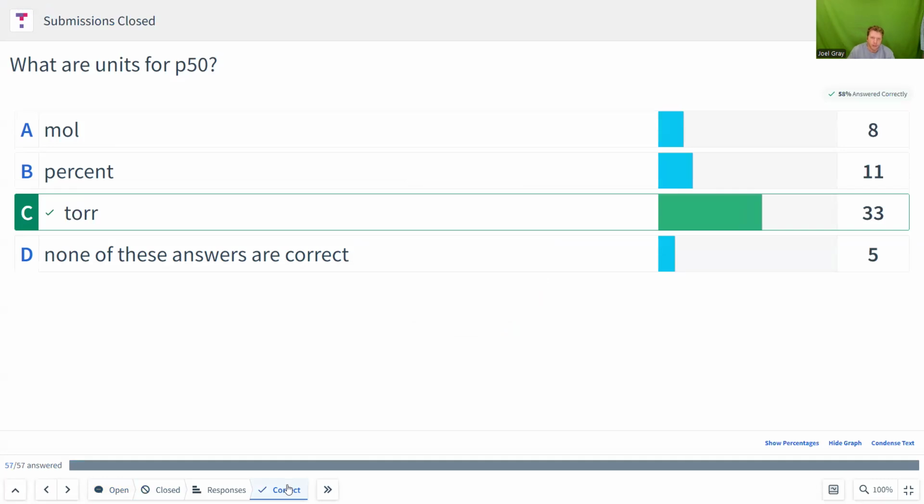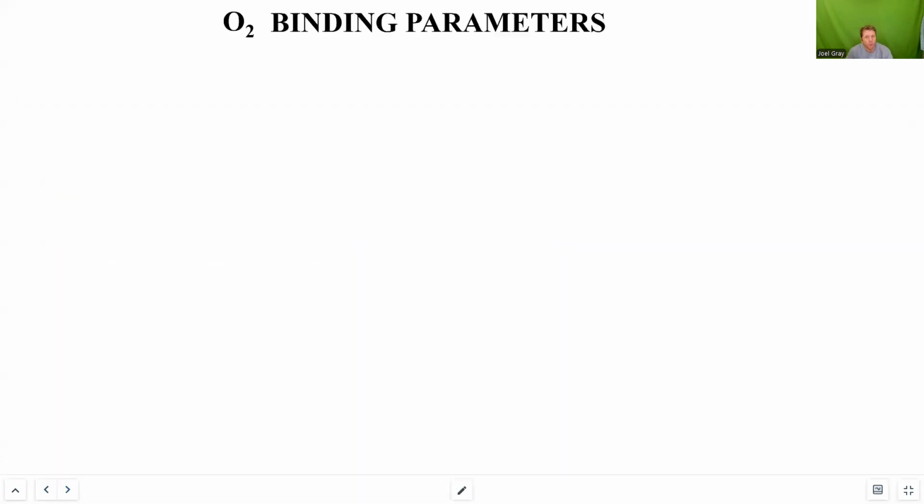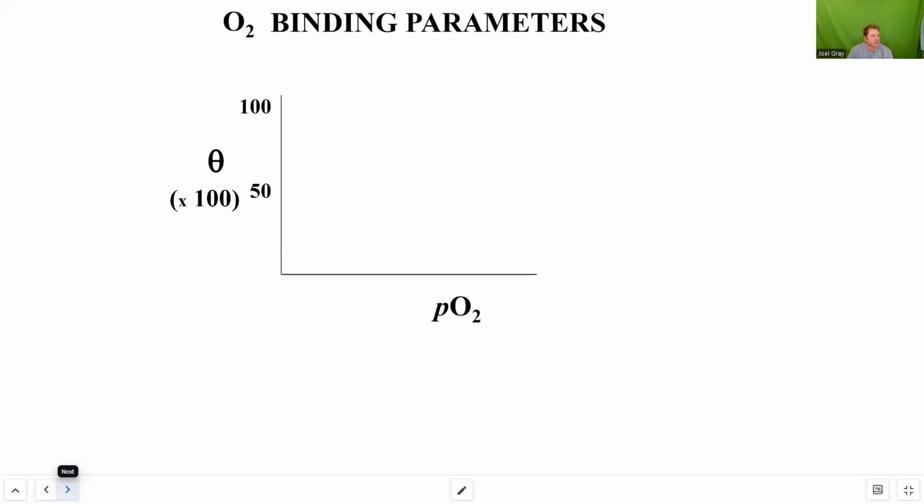Tor is correct. So P50, I'm happy that you answered Tor because P50 is the concentration or the partial pressure of O2 that gets your protein to be half saturated. And that's an important thing to know whenever it comes to binding affinity, that this has a unit. I think that there's a tendency for people to think about, oh, well, that's a constant, or that's something that doesn't have a unit. But this does, absolutely.